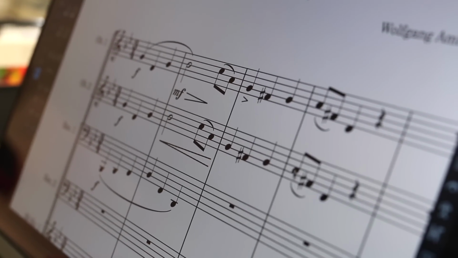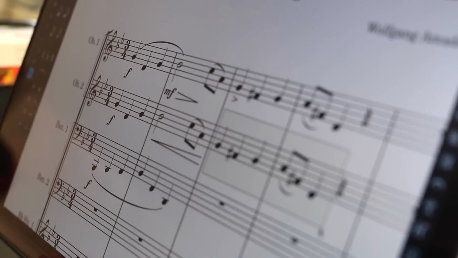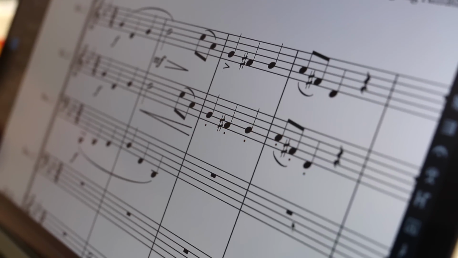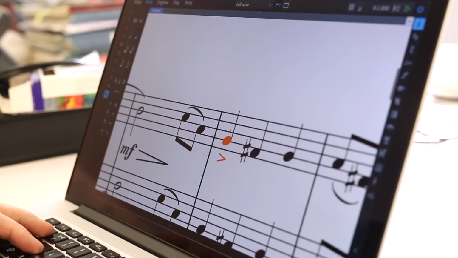The way that we did that was to group together the similar items. So if you want to put in a dynamic, it doesn't matter what the dynamic is, it's a dynamic. If you want to put in a tempo, then you just think, how would I write this down on the piece of paper? And Dorico generally understands exactly what you're trying to say and presents it beautifully for you.